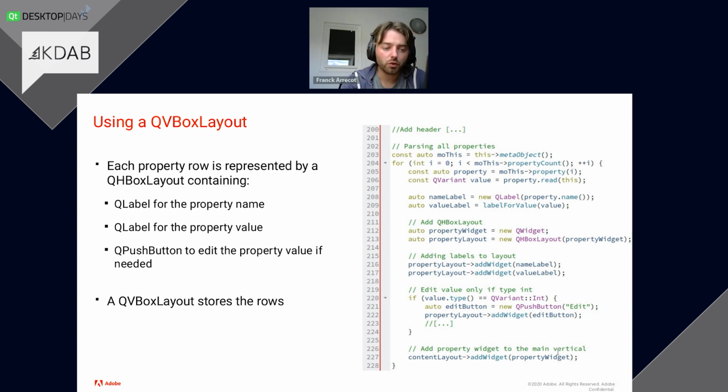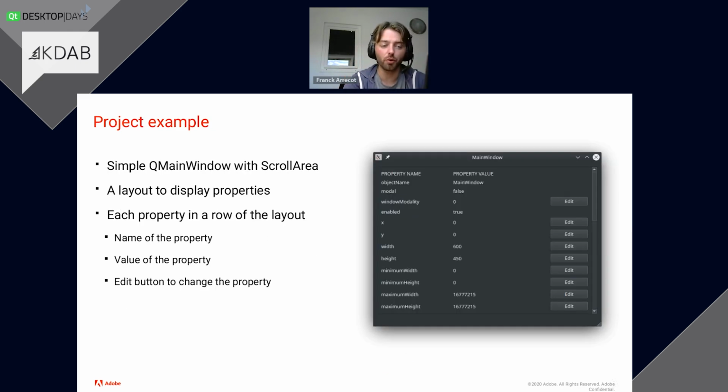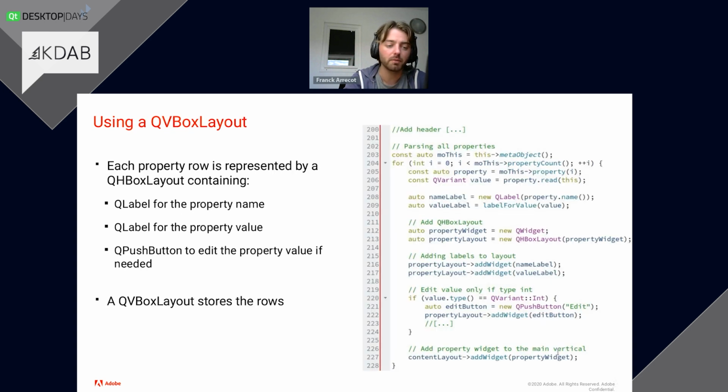So what would we do? We would have a widget, which is a property widget, and a property layout within this widget, which would represent the row of every single line. A row would be, for instance, Windows modality being the first of the row, the second would be 0, and the third would be edit, the button. So that's what happens here. We have this property layout, and we add first the name label and second the value label, so we have one next to the other.